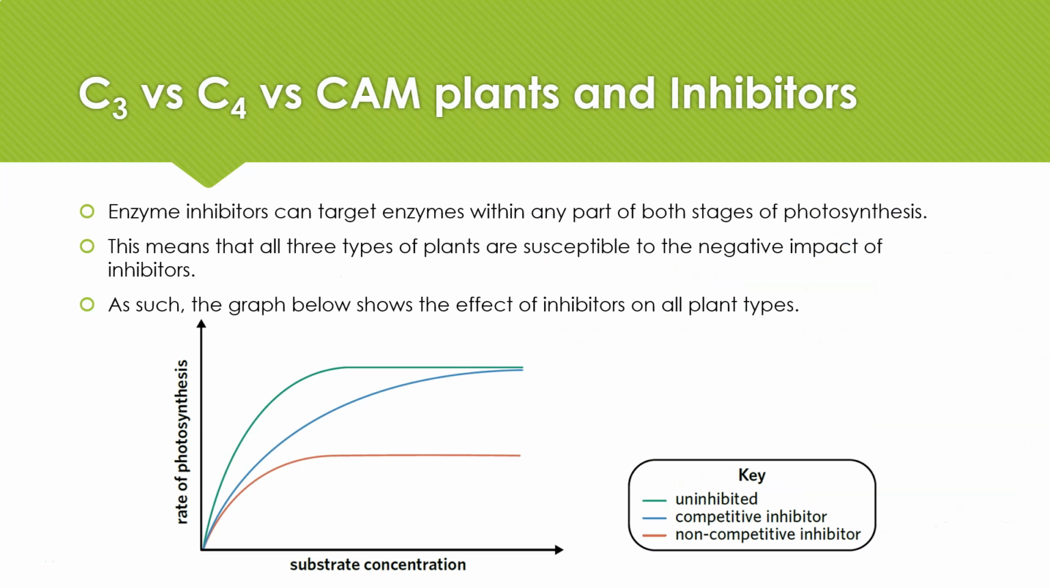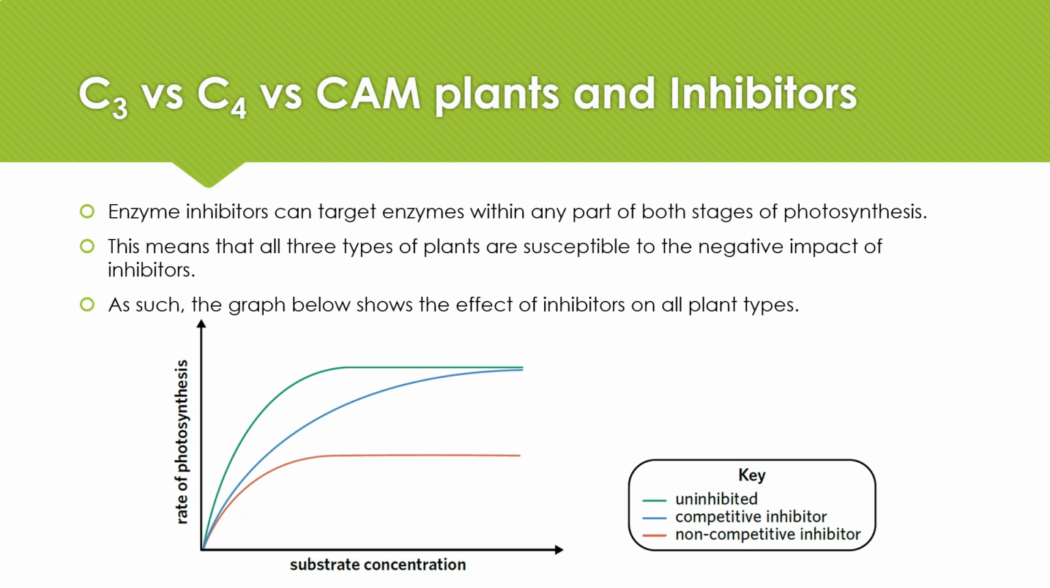For our different types of plant, because these inhibitors can affect enzymes at any part of photosynthesis, it doesn't really matter. All three types of plants are susceptible to the negative impact of inhibitors. So really, you're not going to see any difference between these types of plants.